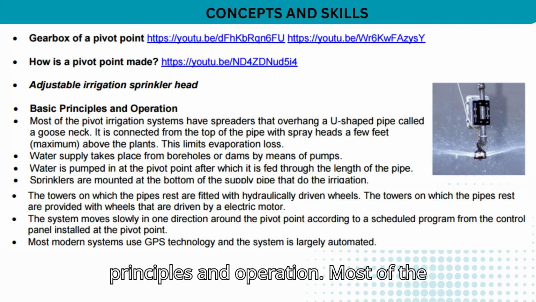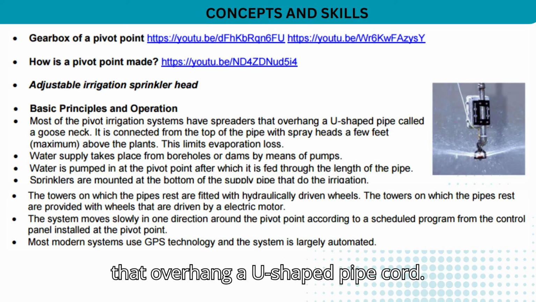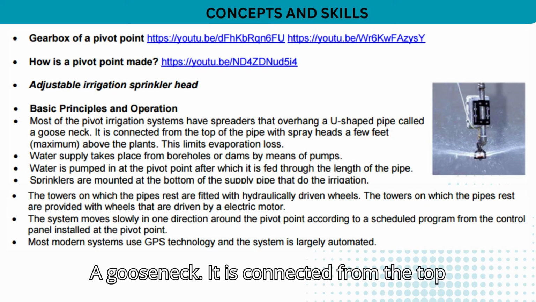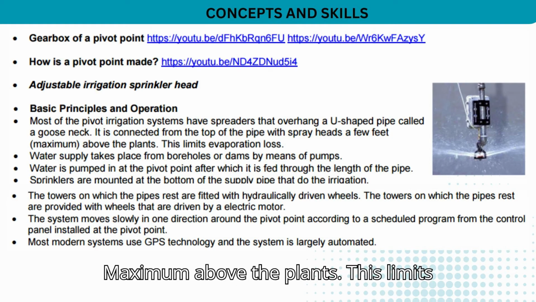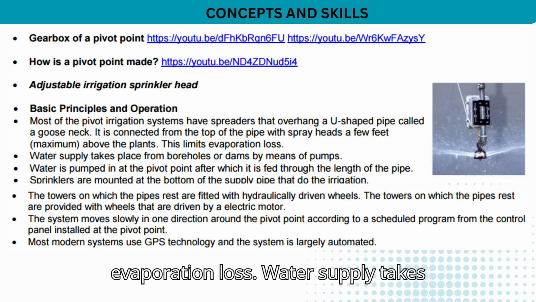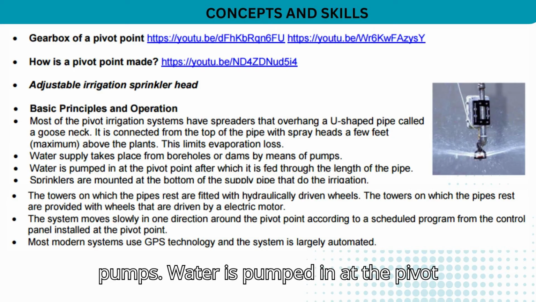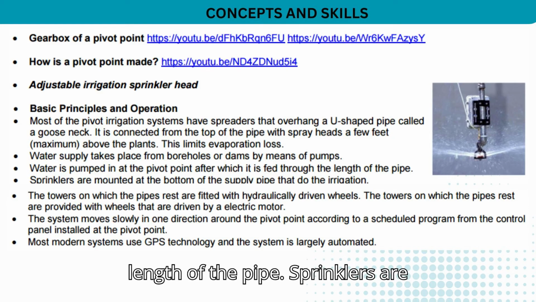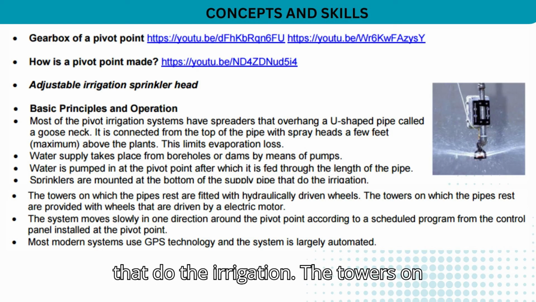Basic principles and operation. Most of the pivot irrigation systems have spreaders that overhang a U-shaped pipe called a gooseneck. It is connected from the top of the pipe with spray heads a few feet, maximum, above the plants. This limits evaporation loss. Water supply takes place from boreholes or dams by means of pumps. Water is pumped in at the pivot point, after which it is fed through the length of the pipe. Sprinklers are mounted at the bottom of the supply pipe that do the irrigation.